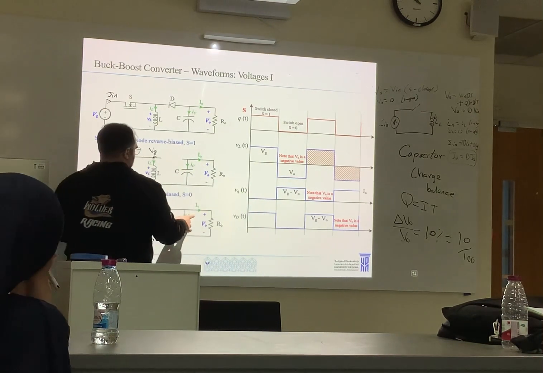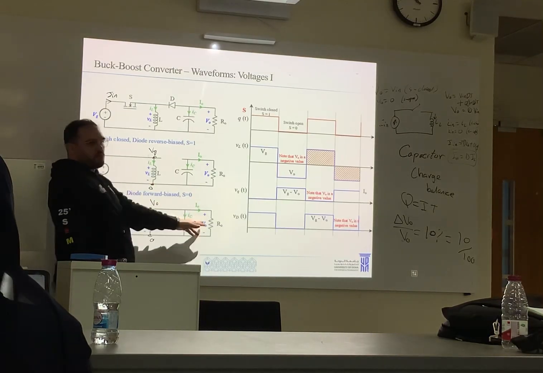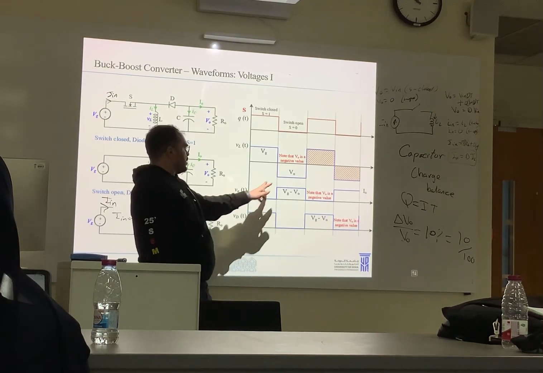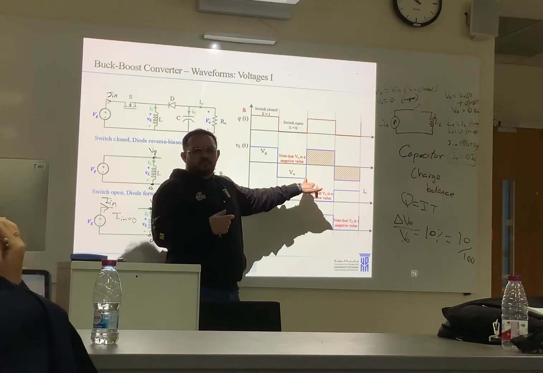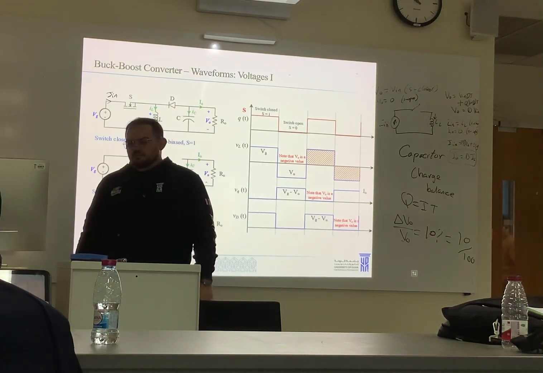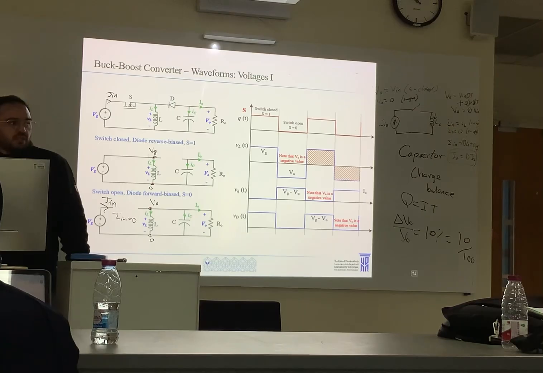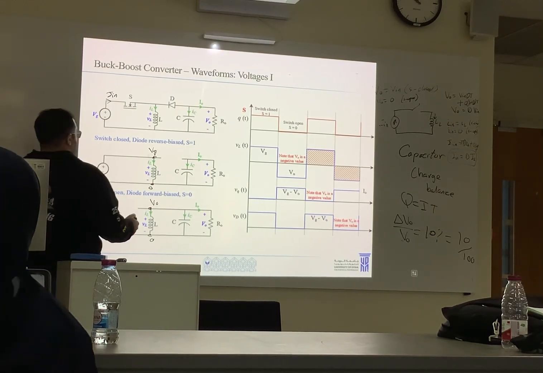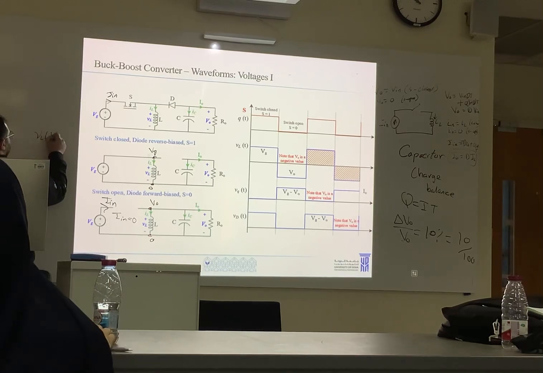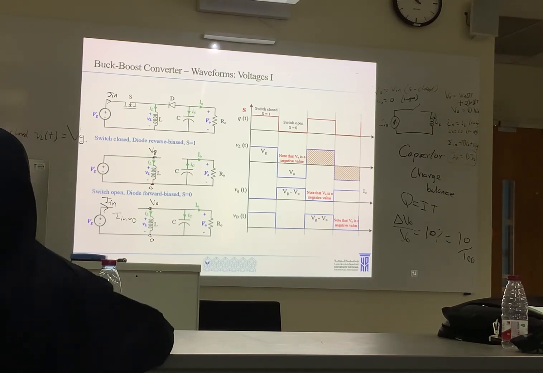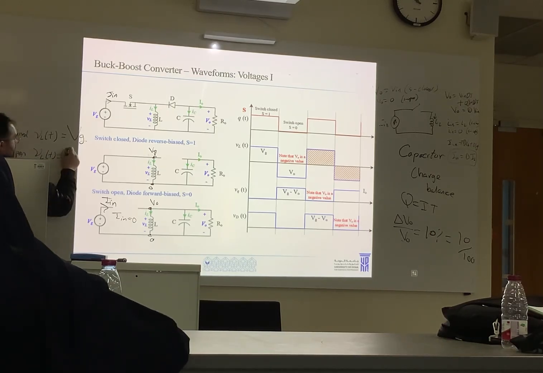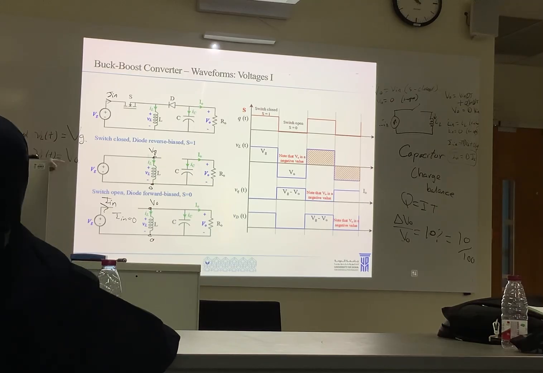Why is this negative? Because buck boost is an inverted topology. V out, while it is a positive value in my analysis, is actually a negative value inside. That's why it looks negative. Okay, with this information, I get that when the switch is closed, VL of t equals VG. When the switch is open, VL of t equals V out, average.